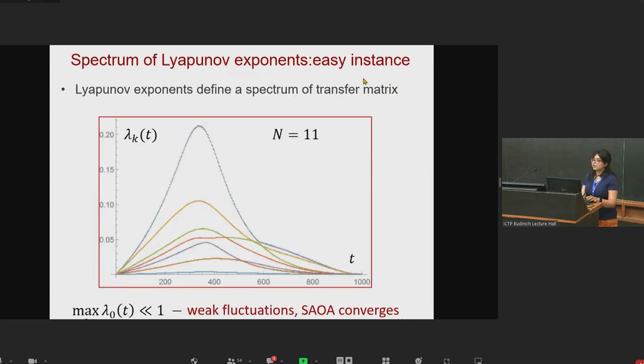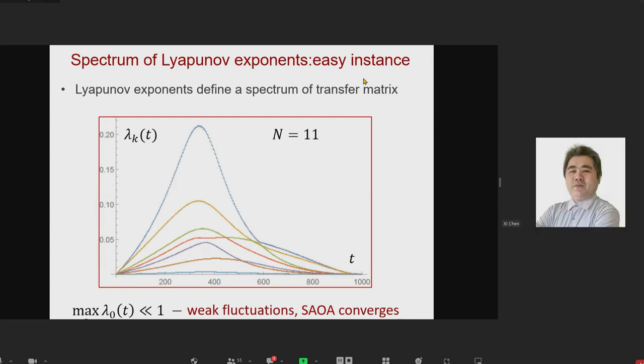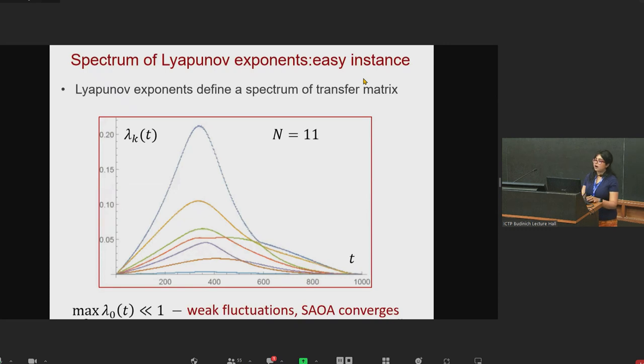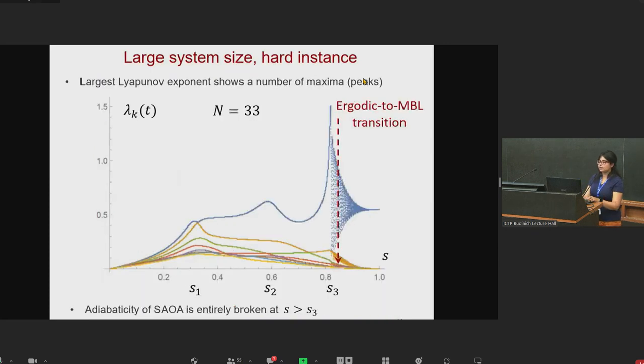Now, what happens in case of an easy instance? For the easy instance, we see that throughout the annealing schedule, none of the values of the Lyapunov exponents will be close to or greater than 1. On the contrary, when we have a hard instance, we will see that there will be at least one peak in the highest Lyapunov exponent whose value will be close to 1 or greater than 1.